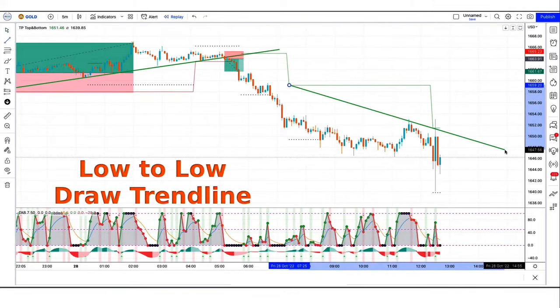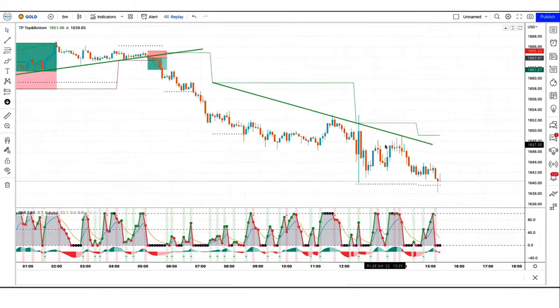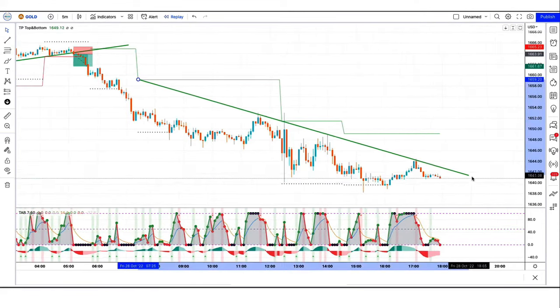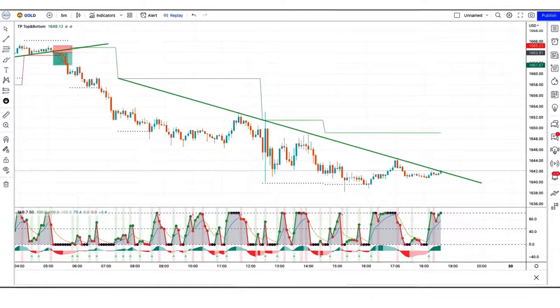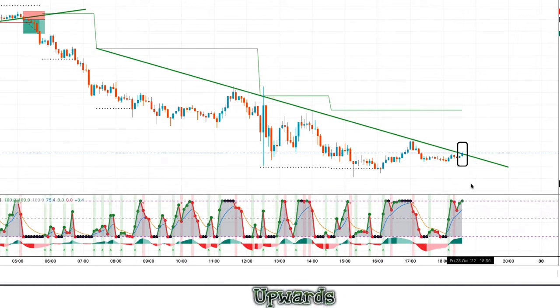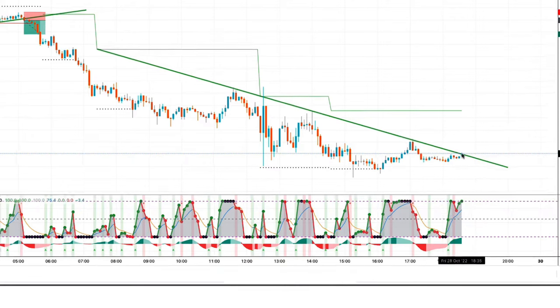Here we draw low to low trend line. We take the trend line forward. We have got the signal. Here the TP top and bottom indicator is made lower to lower. The market crosses the trend line completely upwards. The top and bottom oscillator indicator of TAB line is overbought. So all our conditions are being fulfilled, so we are placing an order to buy.